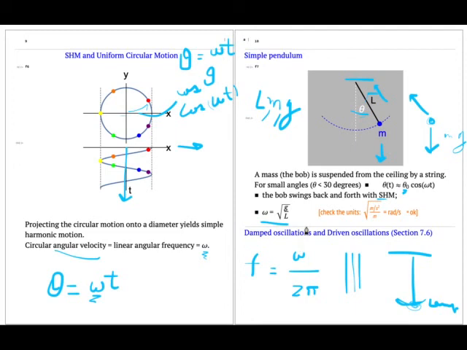Okay, so the final section is on damped oscillations and driven oscillations, and I'm not going to include that in the screencast. Just do a little reading there.